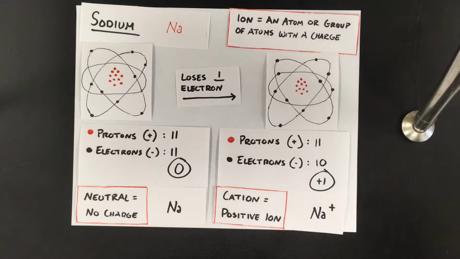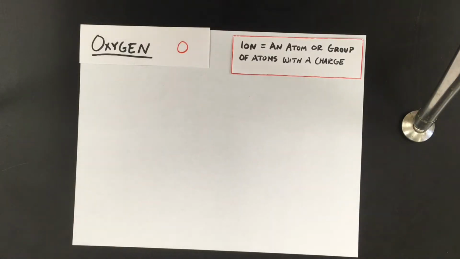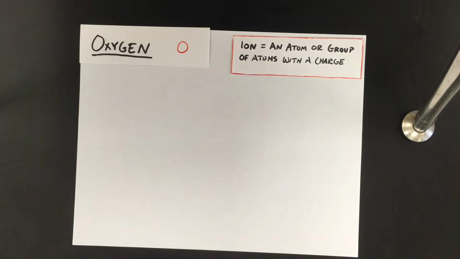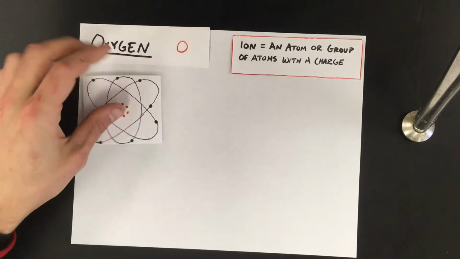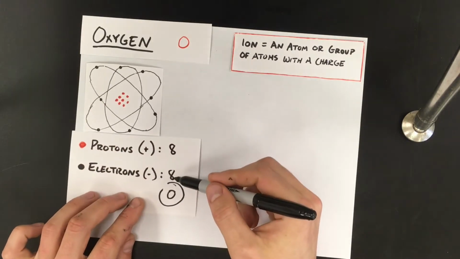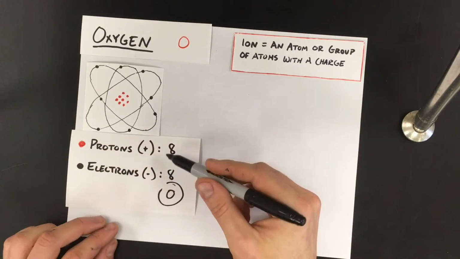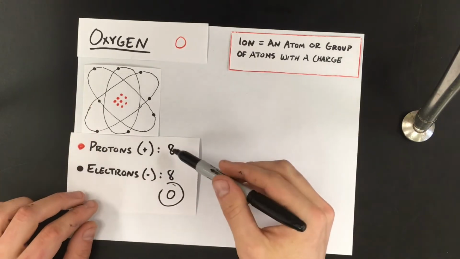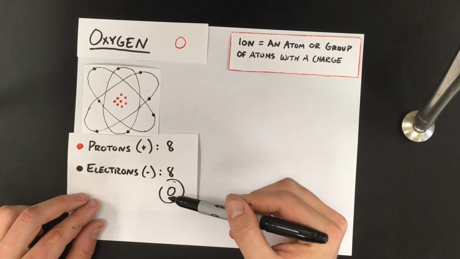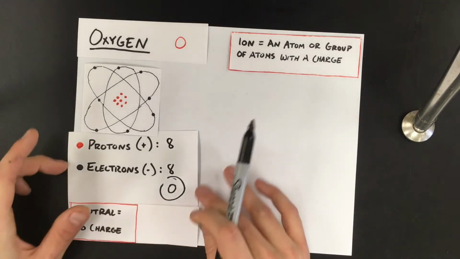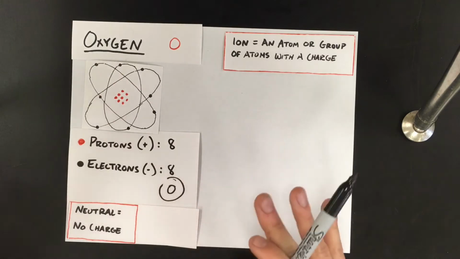Okay, let me show you another example. Okay, so here's an atom of oxygen. The atom I've drawn is going to look like this, and it's going to have 8 protons and 8 electrons in it. So if we look at the pluses and minuses, they're going to balance out to 0. Right? So this has a net charge of 0, and so I could say that this is neutral. This is a neutral atom, has no charge on it.